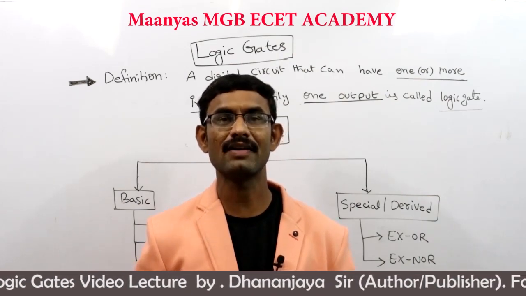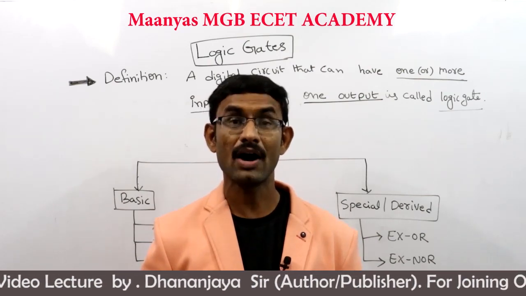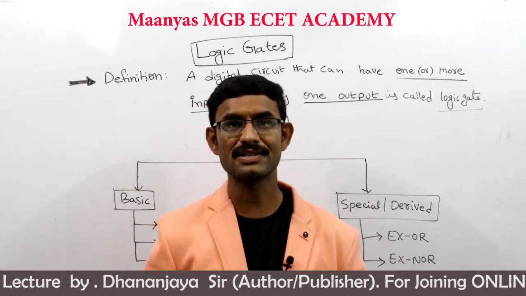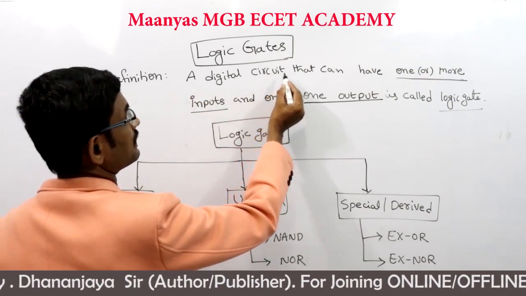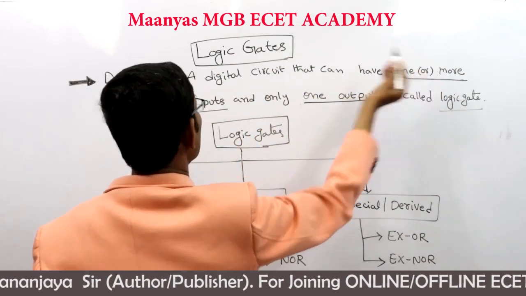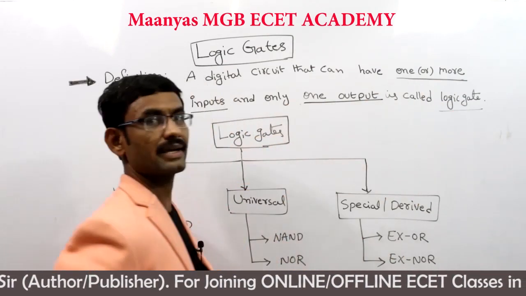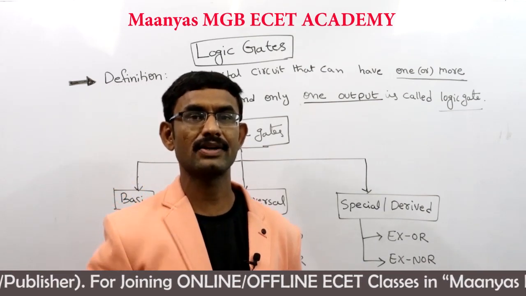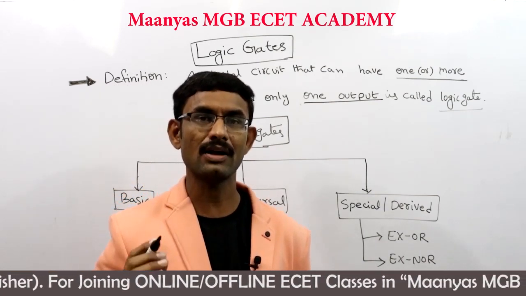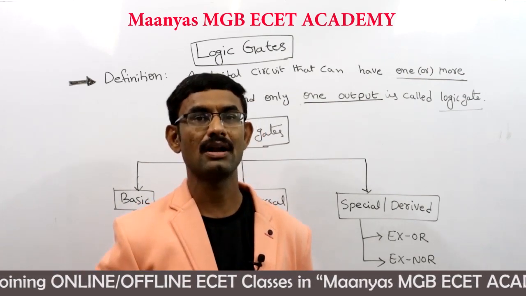Let us start our class with the definition of logic gate. How can you define logic gate? A digital circuit that can have one or more inputs and only one output is called a logic gate. Again, I'm repeating: a digital circuit that can have one or more inputs and only one output is called a logic gate.